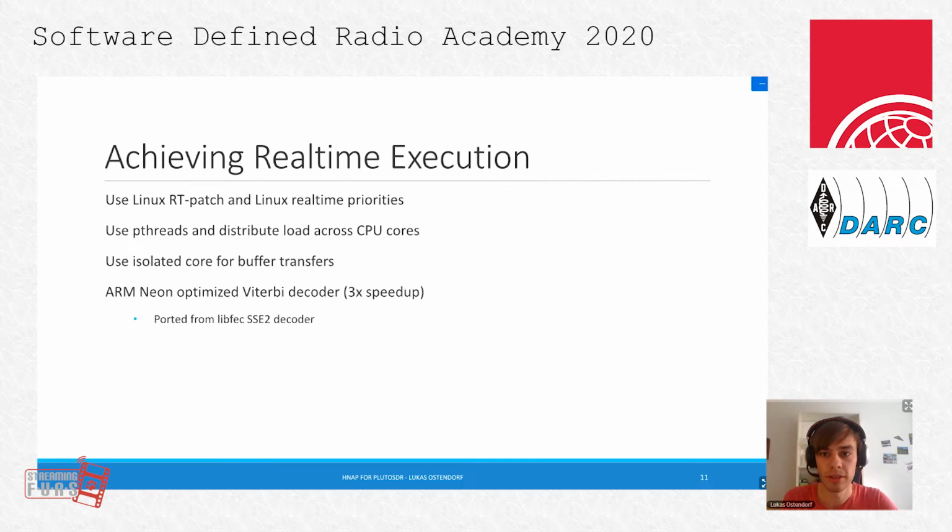Now, we are having an ARM CPU here, and ARM also has its pendant to the fast Intel SSE instructions, which are called ARM Neon. But we could not find an open source implementation for a half-rate VTEL decoder. So we just ported the SSE libfac decoder to ARM Neon instructions, which gave us 3 times the speed up and allow us to get high data rates and decode these data rates in real time.